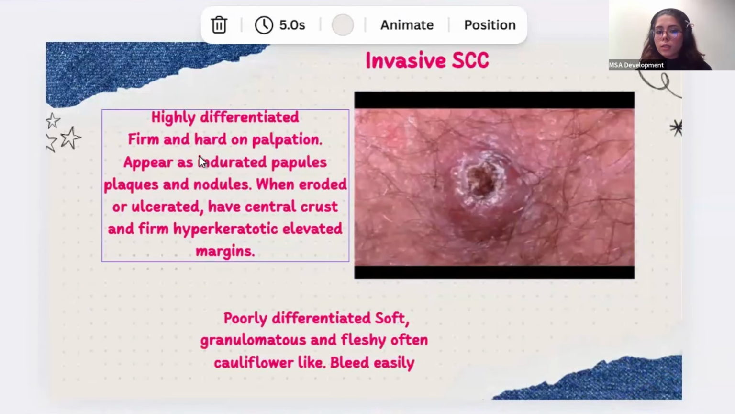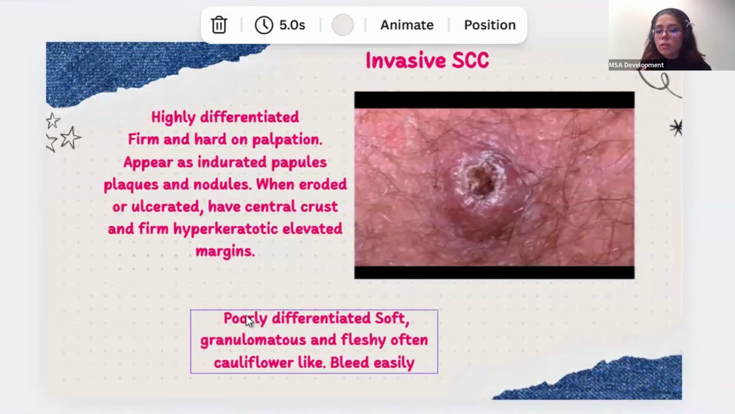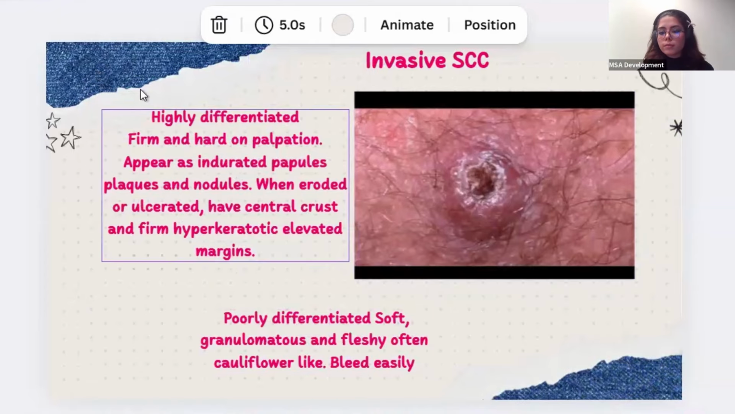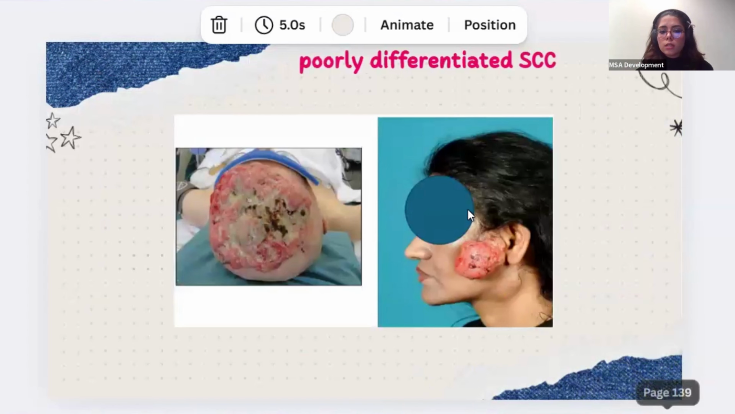Highly differentiated, firm and hard on palpation for invasive. Okay, squamous cell carcinoma. For poorly differentiated, it's soft and granulomatous, cauliflower-like. This is an ulcerated squamous cell carcinoma, poorly differentiated. This is the skull of a patient, okay, and it's almost gone.